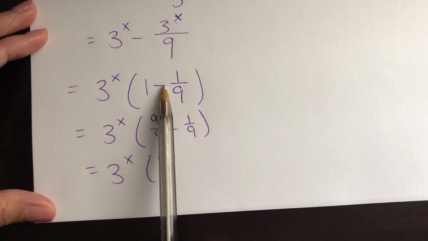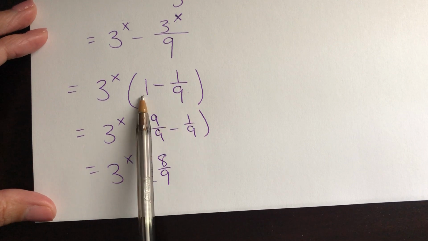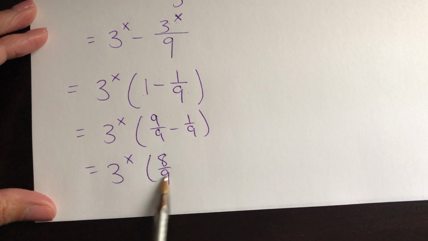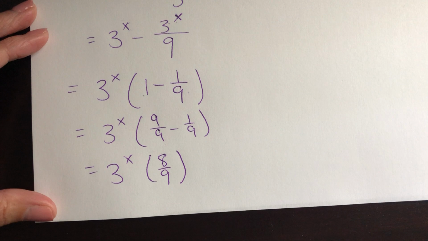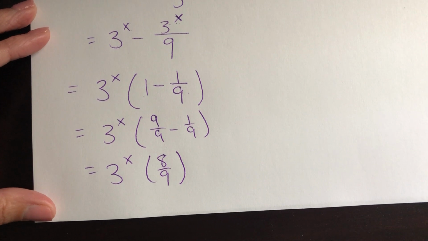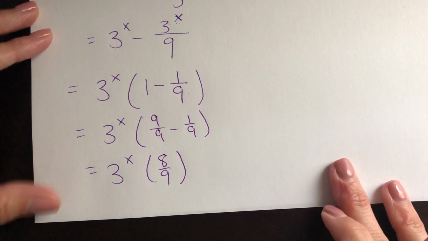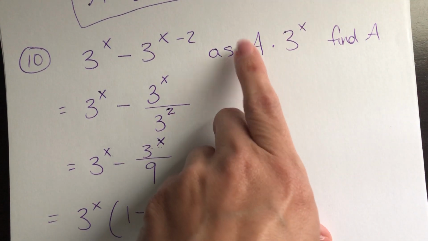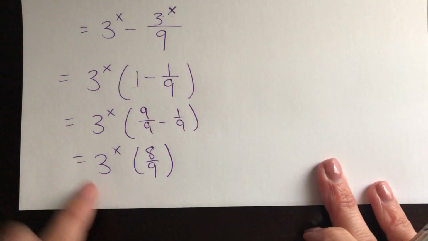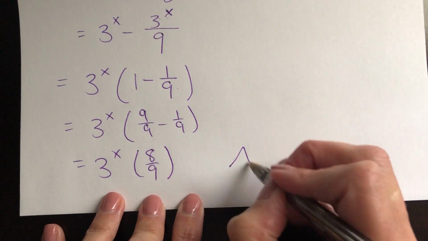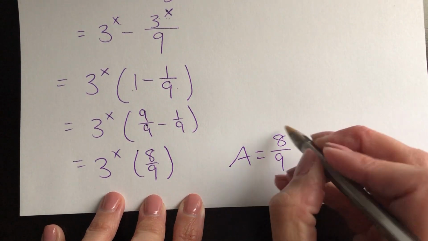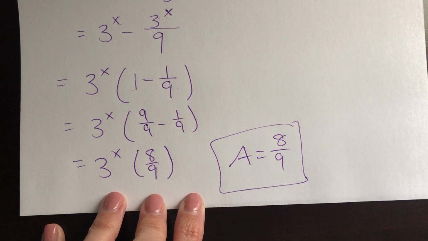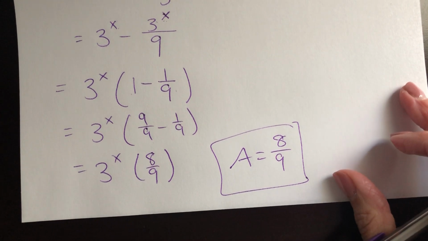All right, so I had 1 minus 1/9. Change the 1 to 9 over 9, and you get 8 over 9 there. So now look back, that's what we were trying to find here. A times 3 to the x. So that A is our 8 over 9. A is 8 over 9. All right, let's try a couple more like that, and then that will be the end of this video.